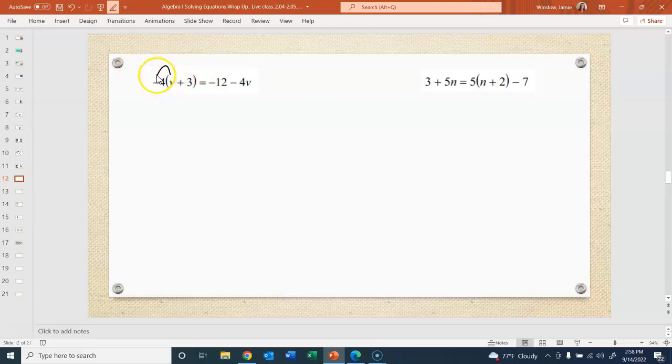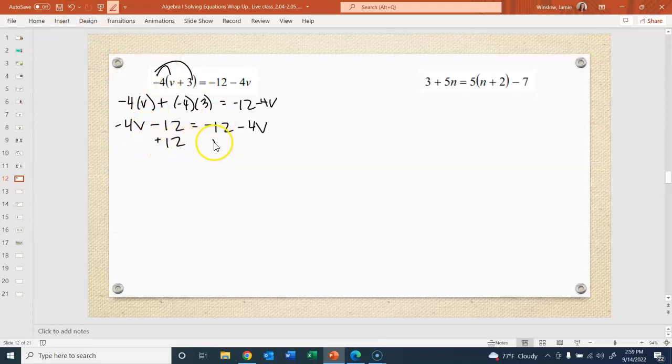Negative 4 times v plus negative 4 times 3. There we go. Negative 4 times 3 is a negative 12. And now we will start combining like terms. Let's add this 12 over. Negative 4v equals, that's 0. Negative 4v.